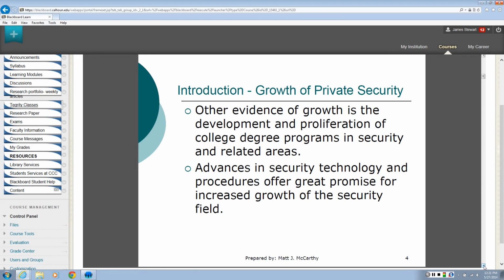We've also had a lot of advances in technology in regard to security over the last several years since 9/11. It's become automated and computerized, just like everything else in our world has.